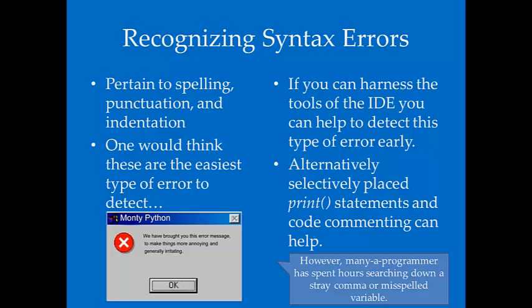You would think these would be the easiest type of errors to detect, but I personally have spent many hours over the course of my programming career investigating these errors, and often they are buried within the code in a place that you would never think to look, and can be quite irritating. But if you're able to harness the tools of your integrated development environment, in PythonWin in this case, you can have a lot more ease with detecting these errors. Alternatively, if you don't have the tools of an IDE, carefully selected print statements and code commenting can help.